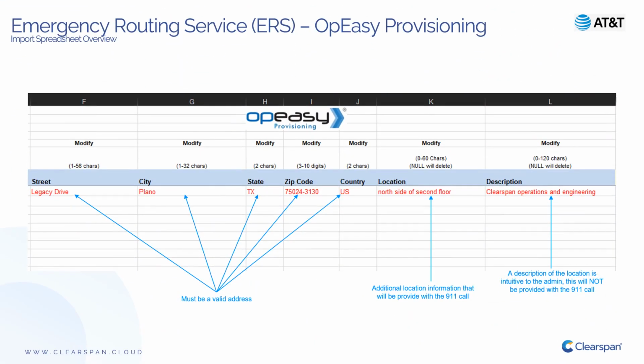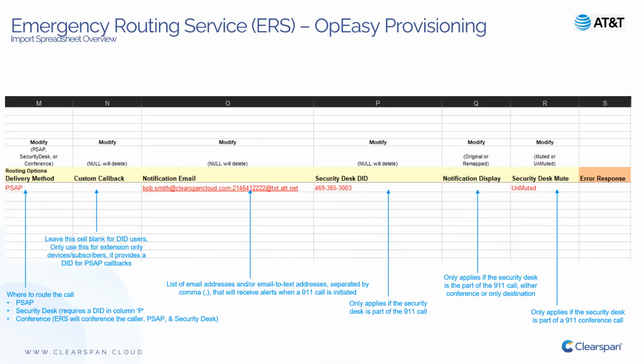The next set of columns are the postal address and the additional location information that will be sent with a 911 call. Again, the description column is meant to be an intuitive description of the location. The last set of columns address the routing and call handling for each emergency response location. The last column will contain information if an error occurs during an import.